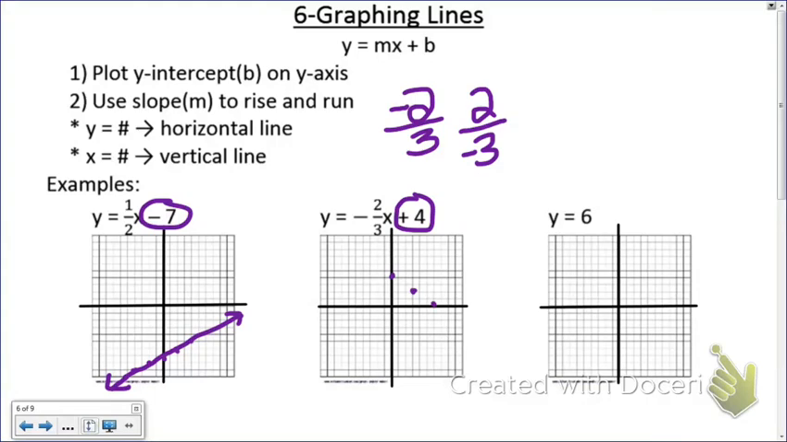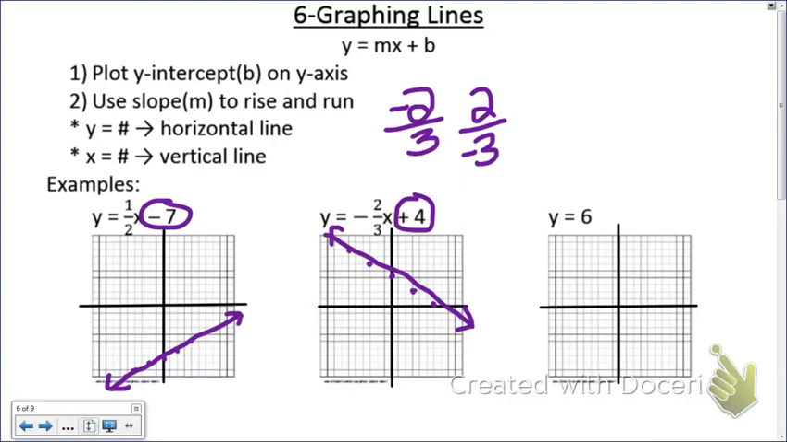I could also go up 2 and to the left 3. Up 2 and to the left 3. There would be my line. Notice it is going downhill as it should be.